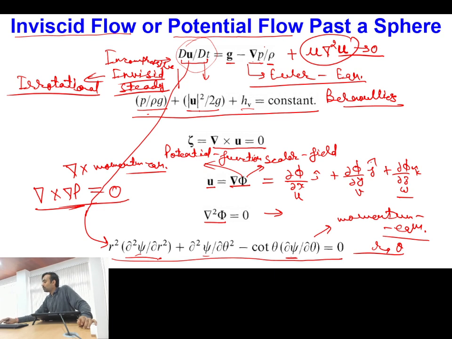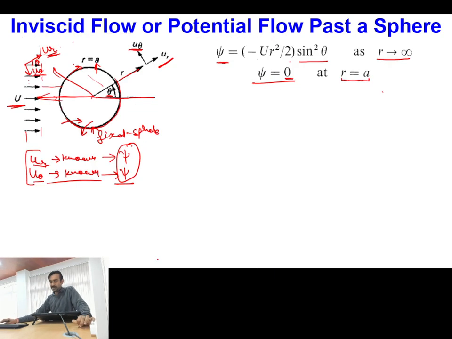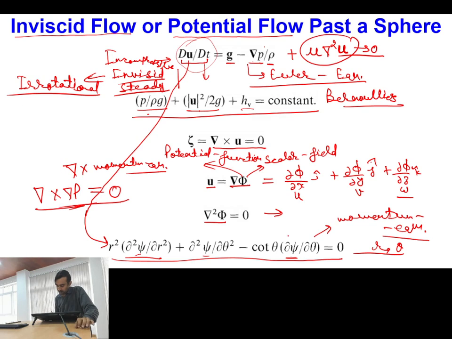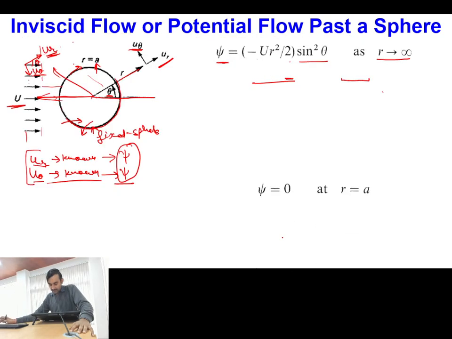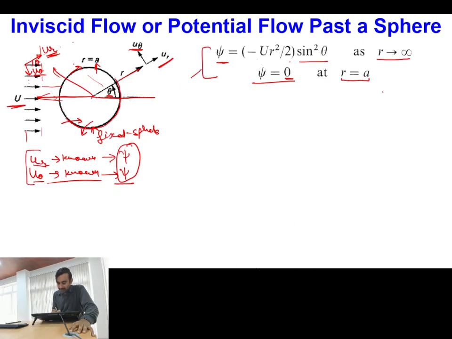So if we simply impose two boundary conditions, this is my main equation which I need to solve, the momentum equation, and continuity is inherently satisfied. So this is my momentum equation, and for this momentum equation these two are my boundary conditions.